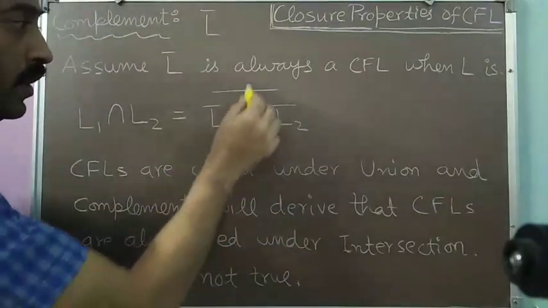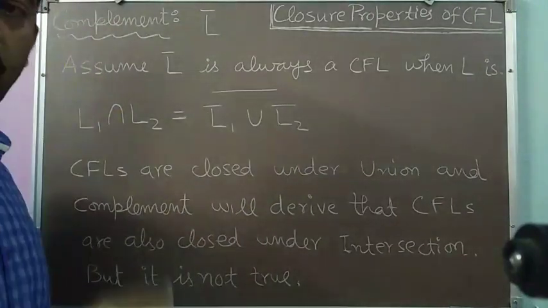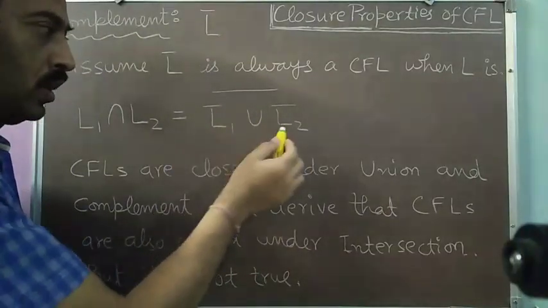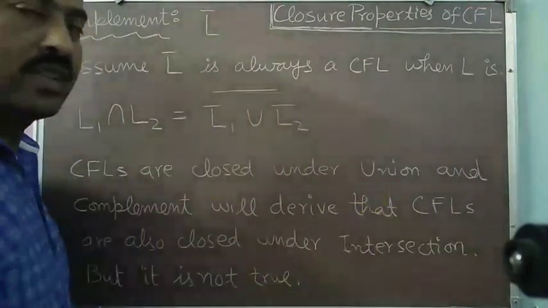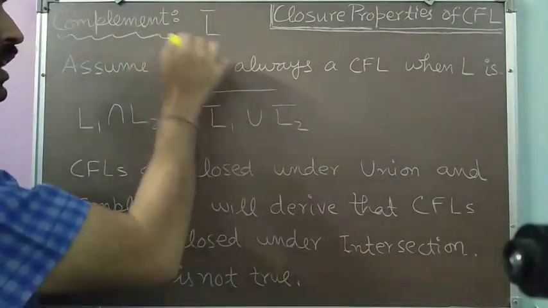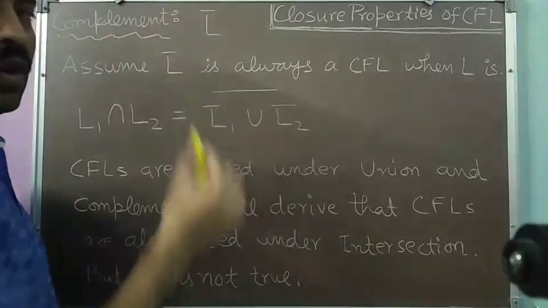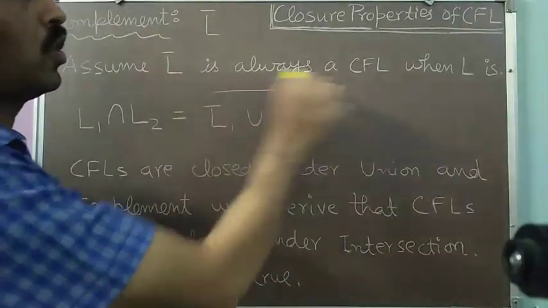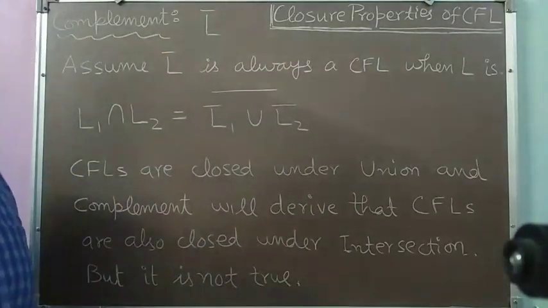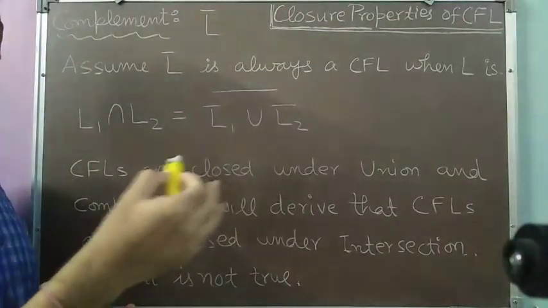Now we know that we have used only two operations here, either the complement operation or the union operation. And for the union operation, we have already proved that the union of two context-free languages is always a context-free language. So where is the problem? The problem is with the complement operation. So our assumption that L complement will always be a CFL when L is a CFL is not true. So L complement is not necessarily a context-free language always. In some of the cases it may be, but not in all the cases.